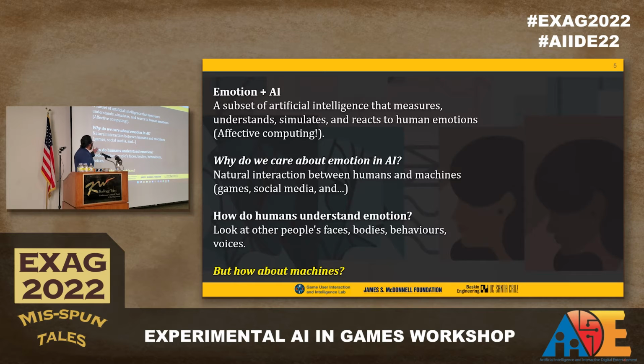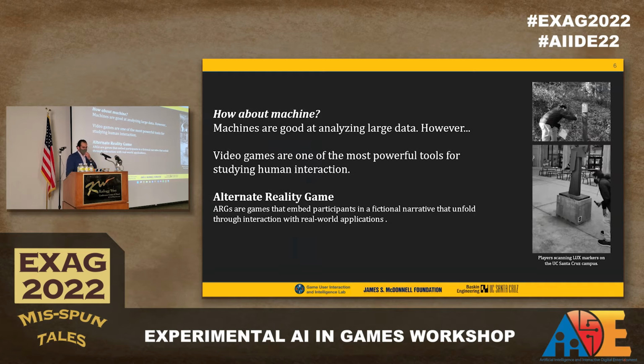But the question is, how do humans understand emotions? When you look at someone, you look at their face, their hands, their gestures, you can see whether they're angry, sad, or they do something like this, right? But how can a machine understand this? Machines are really good at analyzing large data. However, they need data which is ecologically valid. It means that it can demonstrate a real-world phenomenon like emotion.